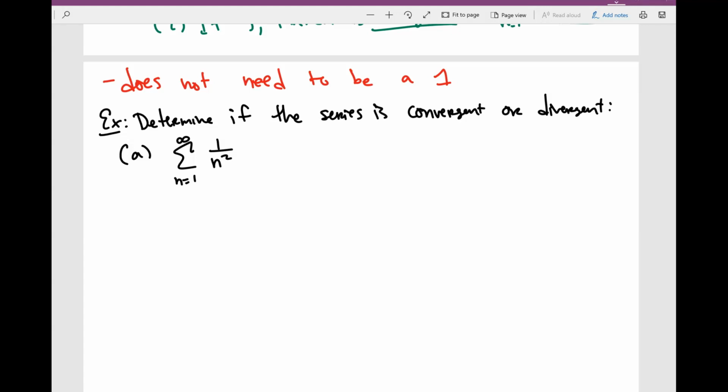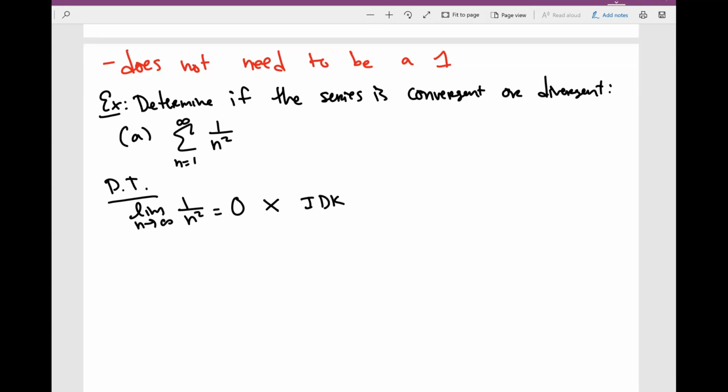The first thing you can try is the test for divergence. Let's see if the divergence test works. Notice that we have to take the limit as n goes to infinity of 1 over n squared. Well, this is just going to give me 1 over infinity, which is 0. So this doesn't give me any information at all. I still don't know. So the test for divergence didn't really help. Since this one did not work, I need to do some other tests. So now let me try the integral test.